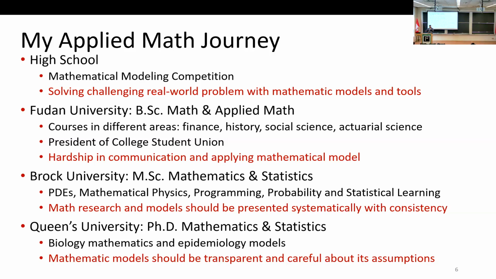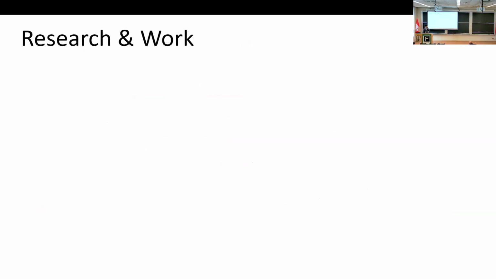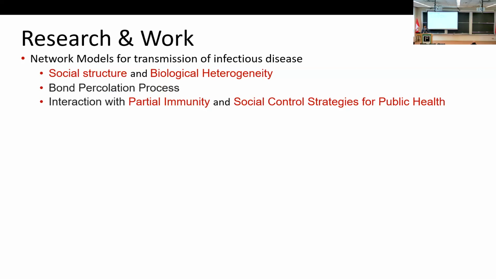Okay, so that's my journey, and what I'm currently doing is network models for transmission of infectious disease. It uses random network techniques to consider social structure and biological heterogeneity in our traditional compartmental model building. We're using a method called bond percolation process. I'm showing a poster outside the classroom here. If you're interested in that field, I can give you a short presentation.